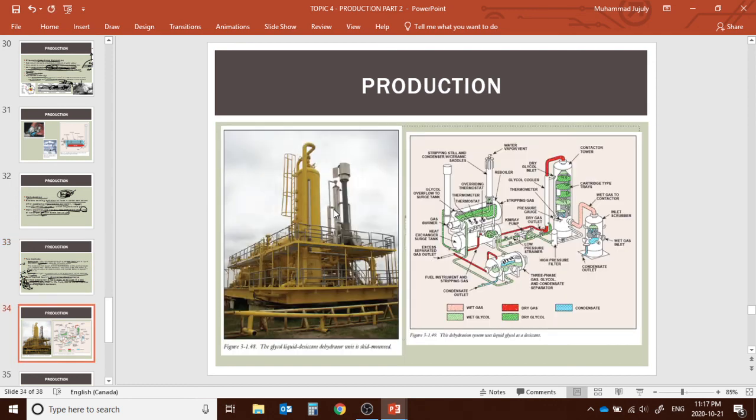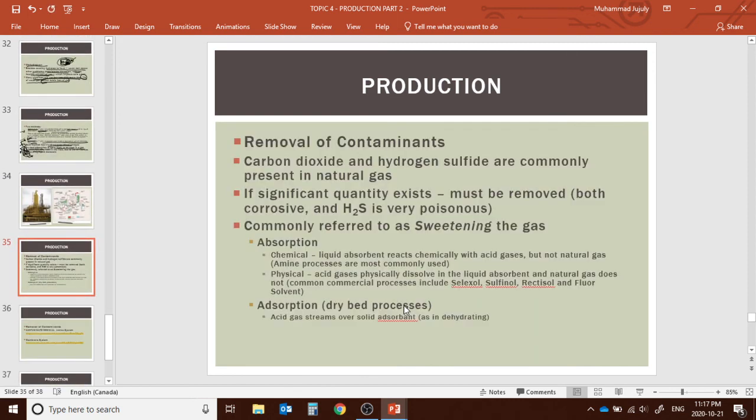So this is how the glycol liquid desiccant absorption unit actually looks like, and this is the working principle of the absorption unit.